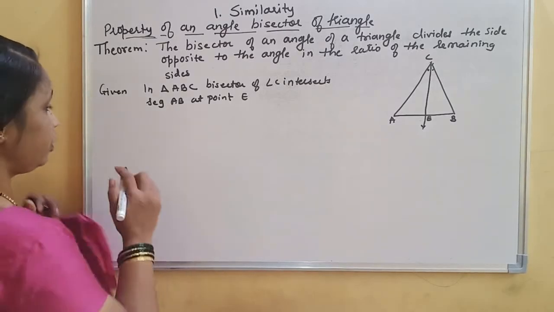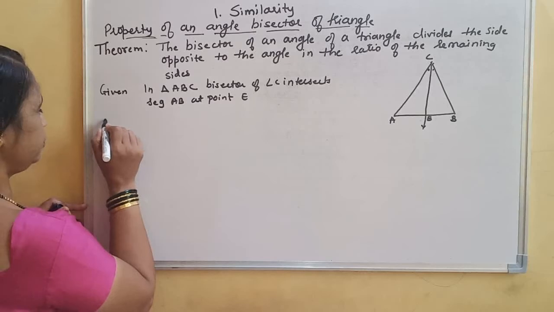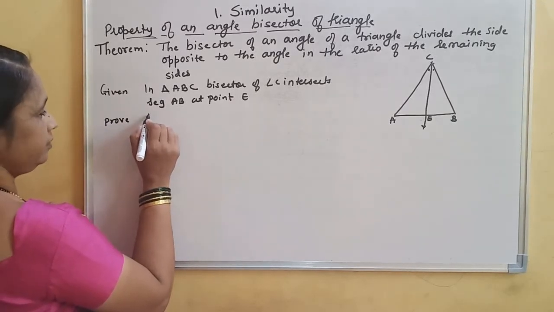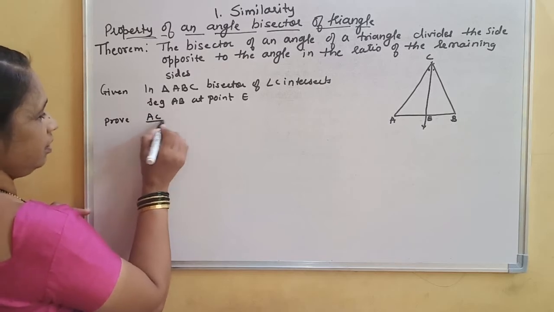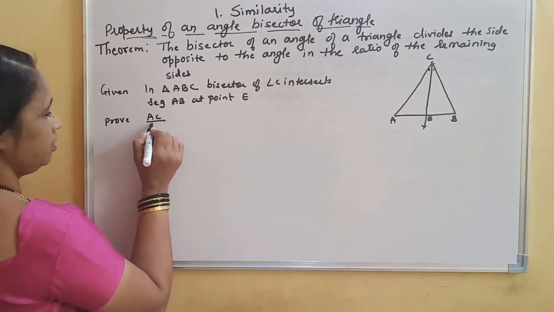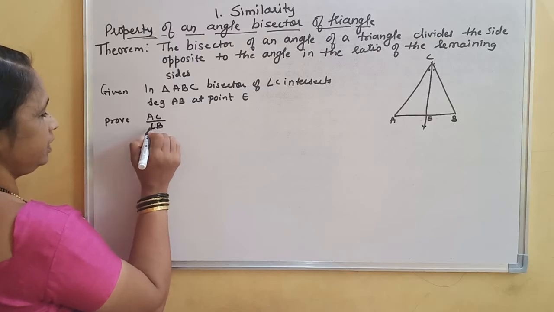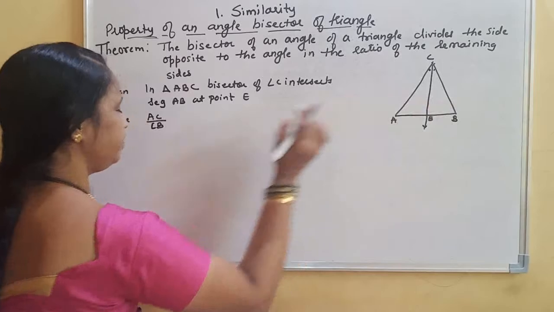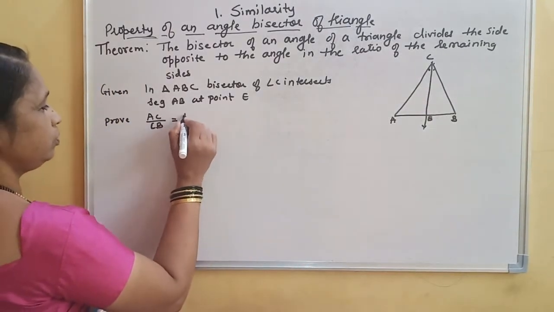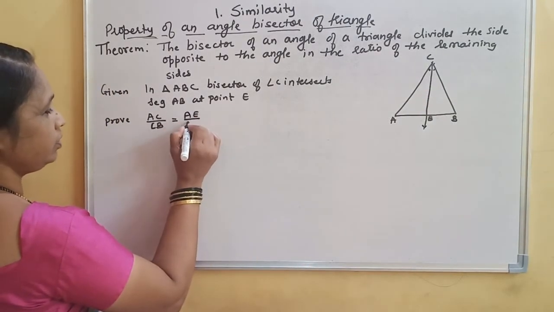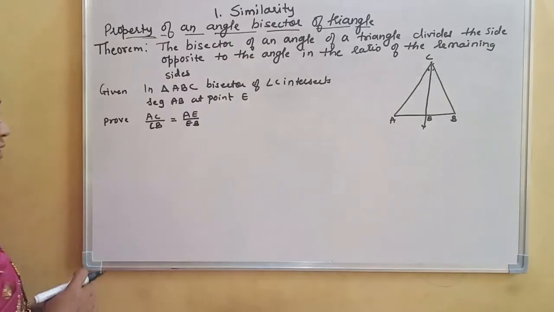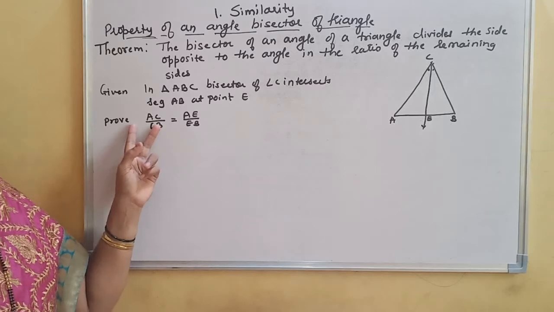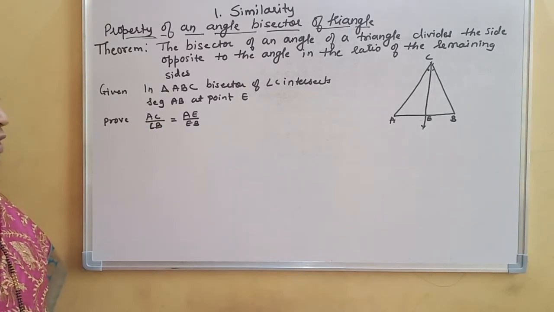Now what do we have to prove? We have to prove that AC upon CB is equal to AE upon EB. Or you can write it as EB upon AE, equal to CB upon AC. This we have to prove.